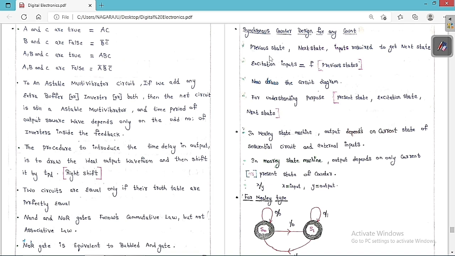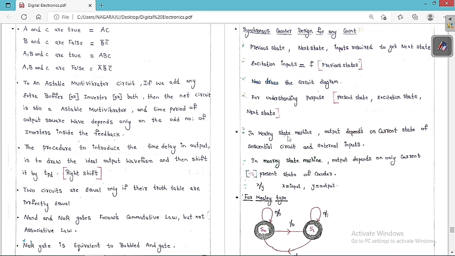So draw a table of previous state, the inputs required to get the next state, and again the next state. Try to figure out the inputs required to get the next state, also called excitation inputs, in terms of the previous states. Then, with the help of the K-map, do more simplification and draw the circuit diagram.